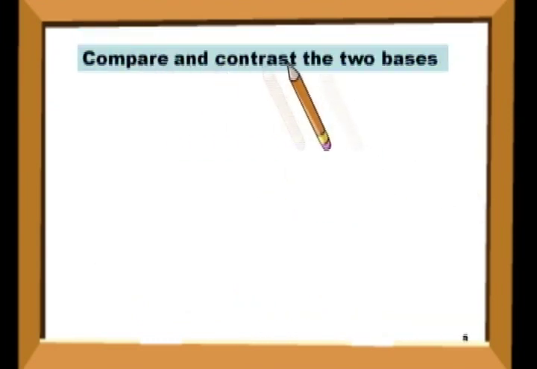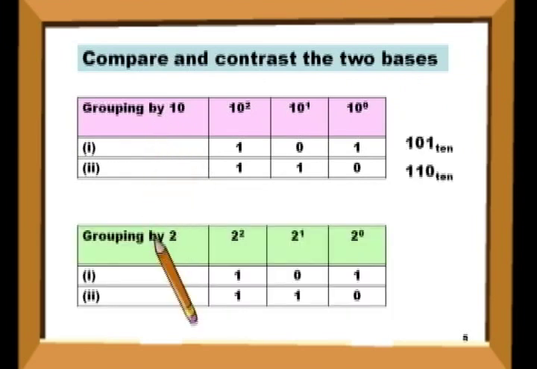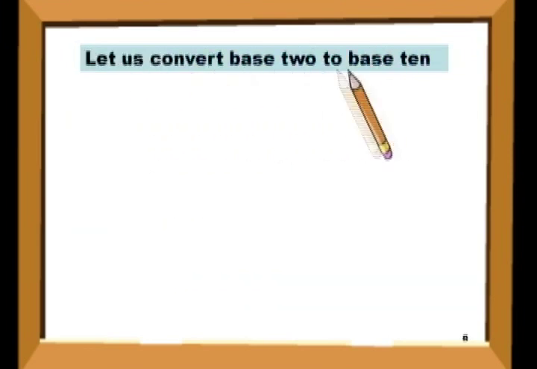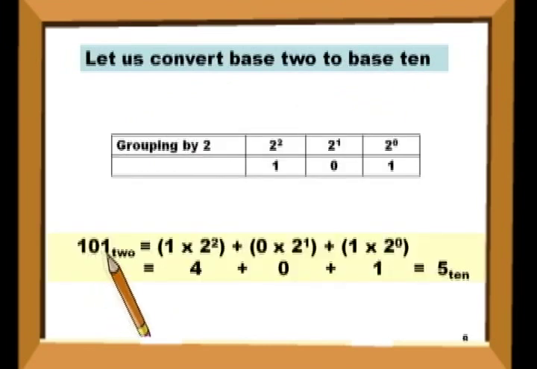Compare and contrast the two bases. Grouping by 10, grouping by 2. Let us convert base 2 to base 10. Grouping by 2, so we have 1, 0, 1 in the base 2. And that is equal to 1 by 2 to the second power, added to 0 by 2 to the first power, and added to 1 by 2 to the 0 power. And that is equal to 4 plus 0 plus 1. And that will give us 5 in the base 10.